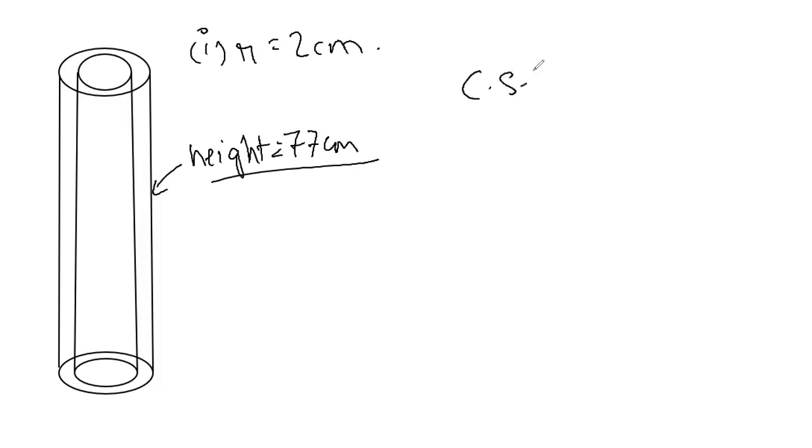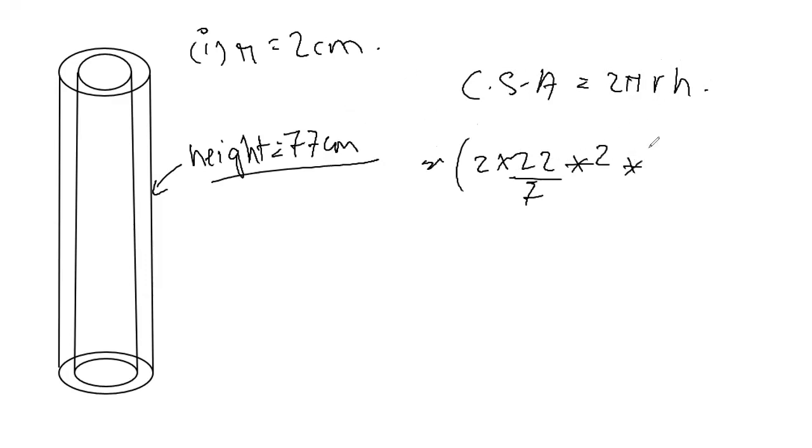So the normal CSA formula will be 2 pi RH. So 2 pi RH, 2 into 22 by 7. We'll do it in brackets. It is your preference if you want to do it with or without the bracket. So 2 into 22 by 7 into R. R is 2, as we have previously calculated by the formula 2R is equal to D. Then R is 2 centimeters and the height is 77 centimeters. So we'll write that down and then we'll solve the question.